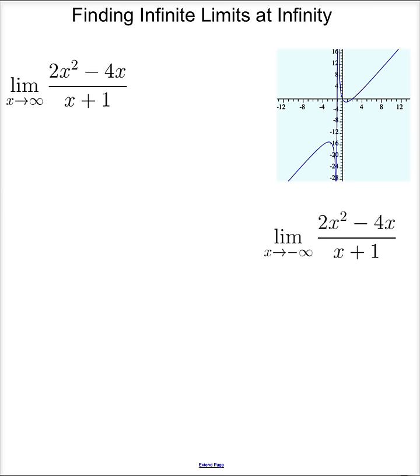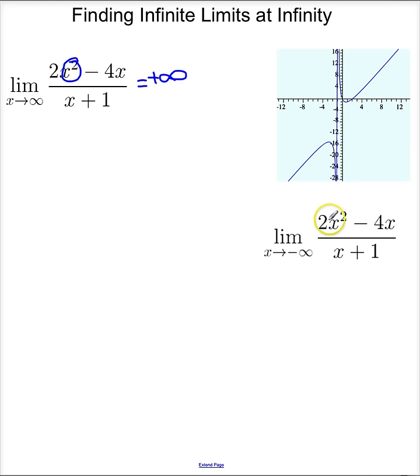Now here's where we have a little bit of fun. What do you do if you take this limit as x approaches infinity? We have a polynomial in the numerator and the denominator. The numerator becomes unbounded much faster, so this is plus infinity. What about when x goes to negative infinity?